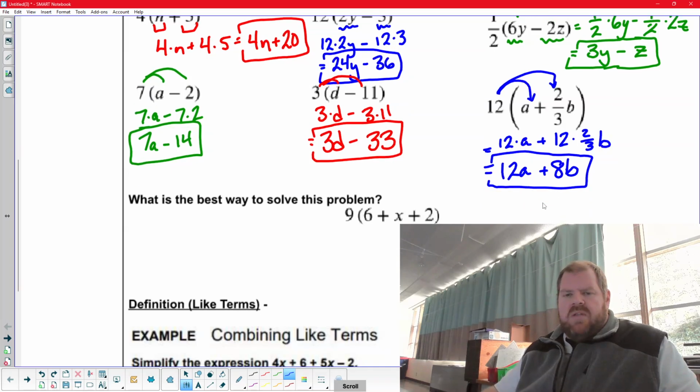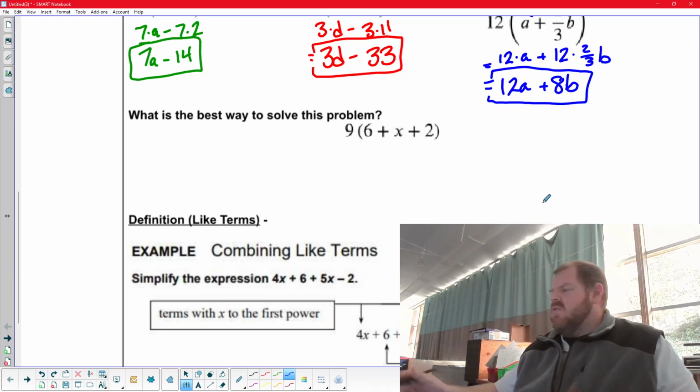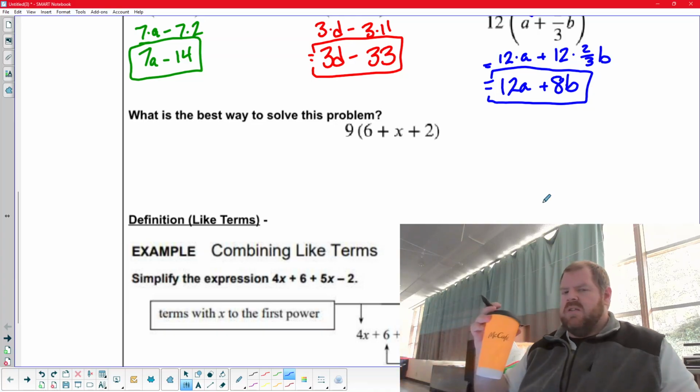Some of the problems that we'll see with the distributive property have more than two things inside of those parentheses.